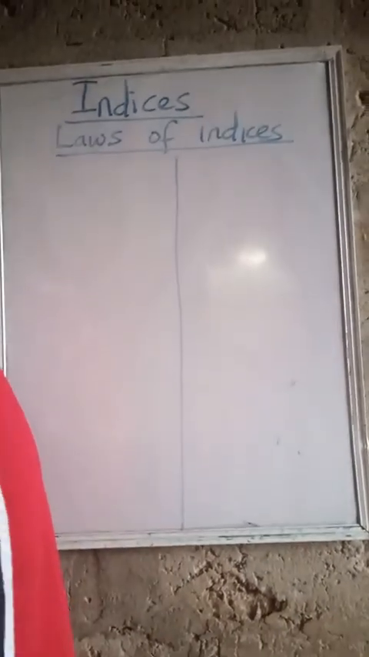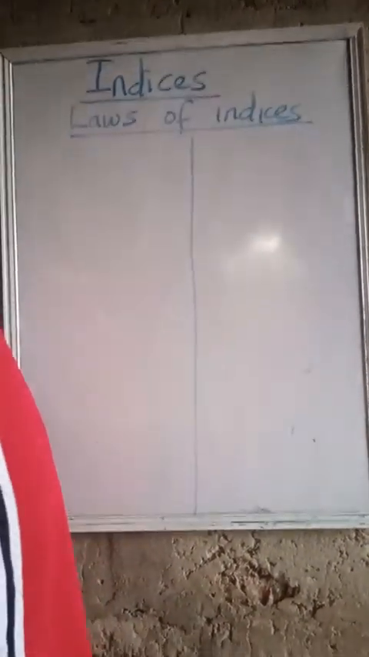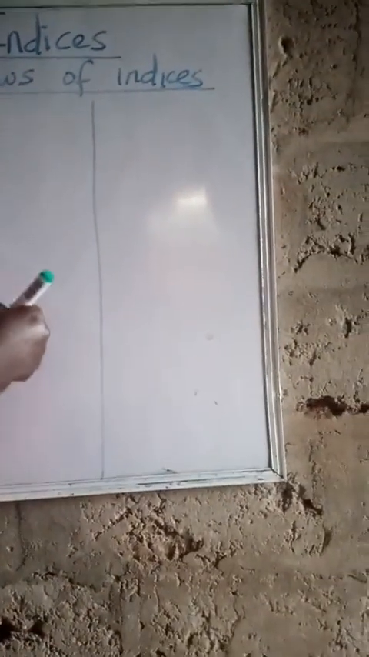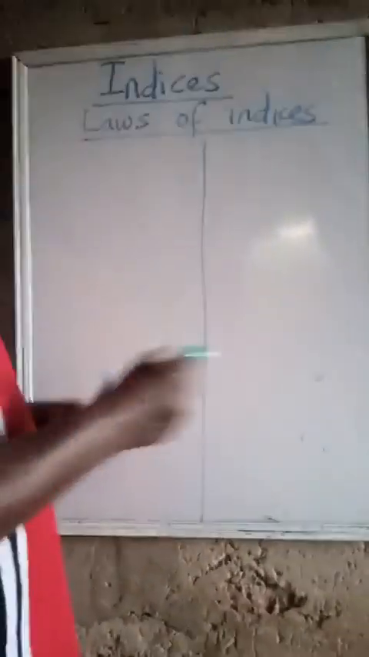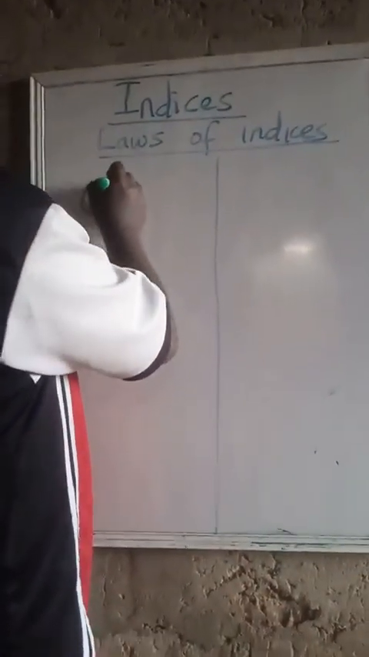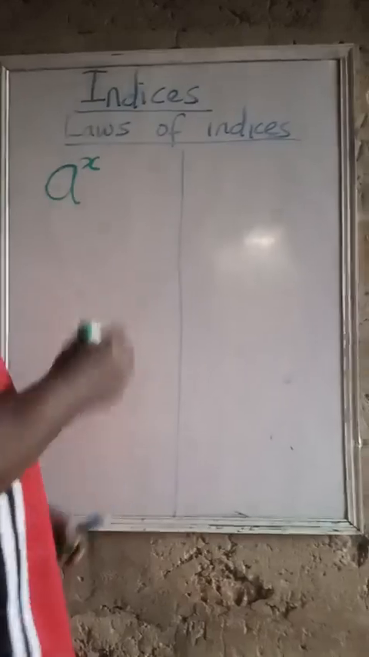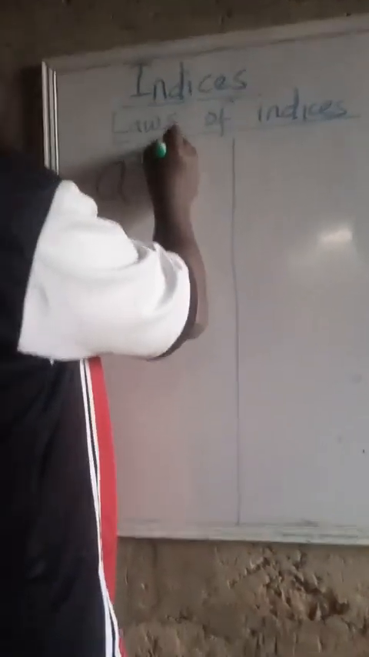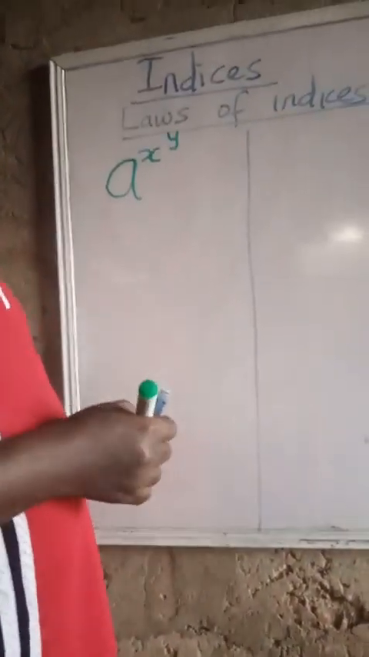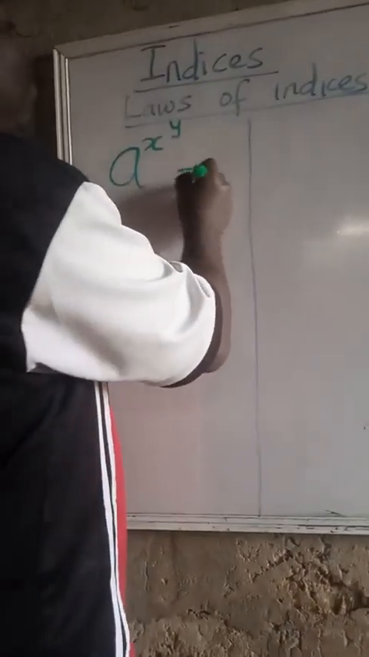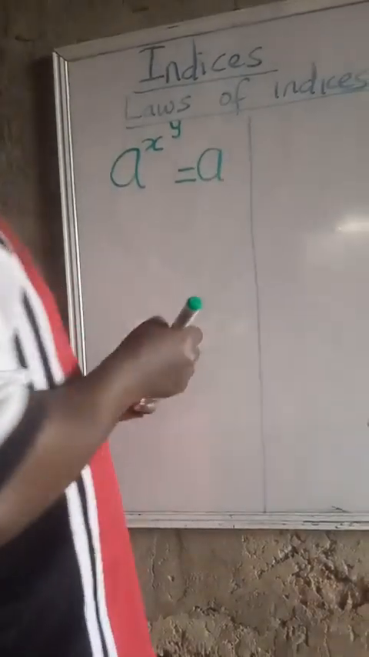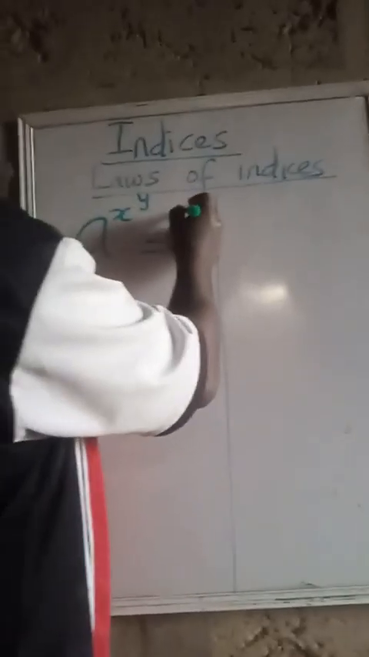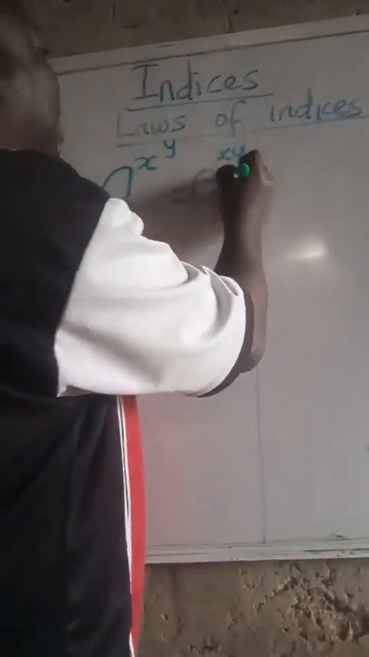We want to continue with the laws of indices we discussed in my last video. Now, one of the laws of indices also states that when a number, for instance a, is raised to the power of x, and then this power is raised to the power of y, the law states that what you need to do is to multiply the two powers. So x times y. So it is equal to a raised to the power x times y.